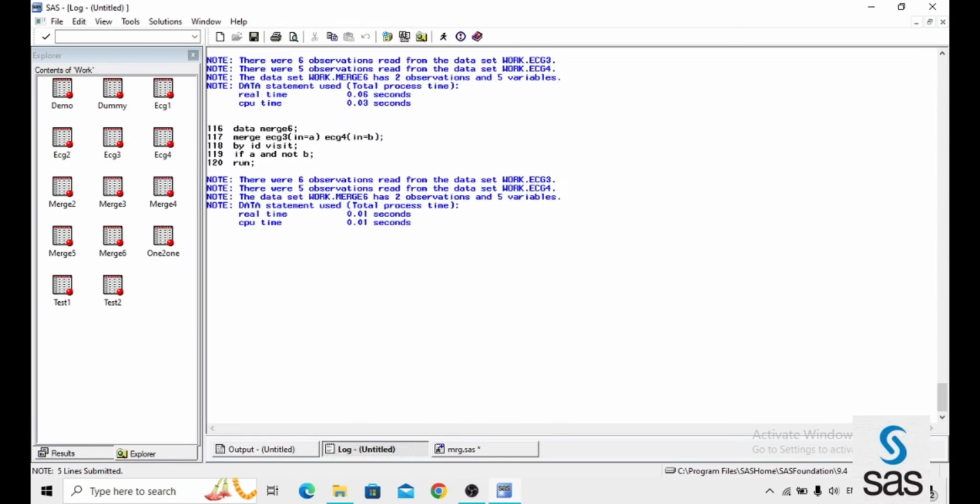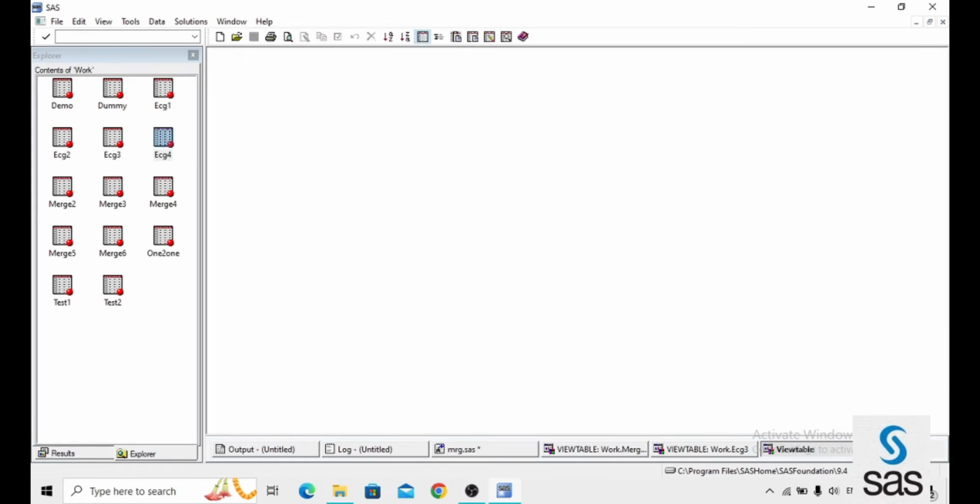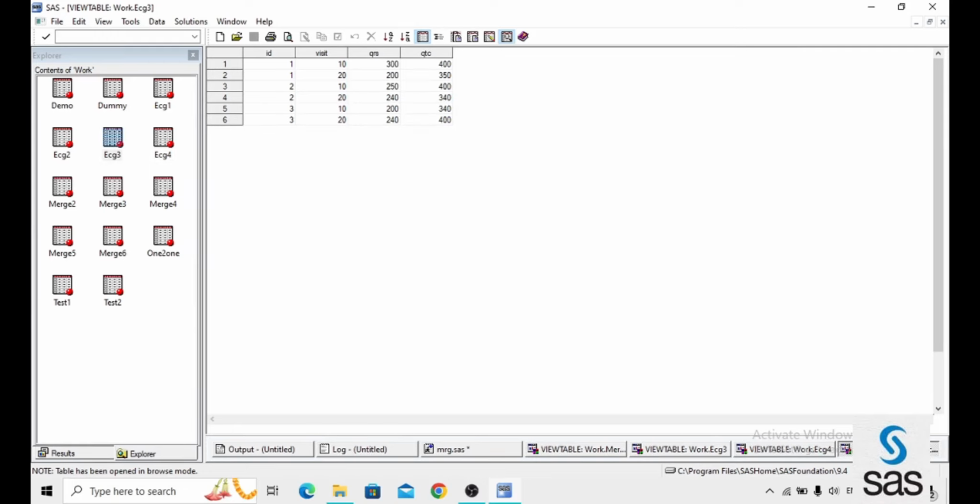Merge6, the log is clear. Opening merge6, here we are getting only 2 records. Why do we get these 2 records here? First one, this is A: ECG3 is A, ECG4 is B. Observations from A, only those observations that are non-matching with B.